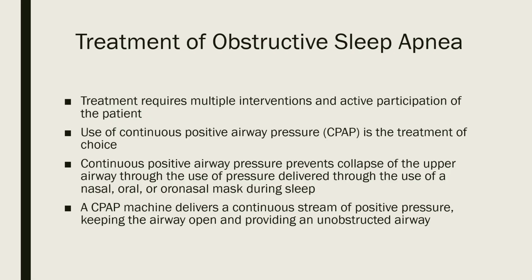Treatment will require multiple interventions and active participation of the patient. Use of continuous positive airway pressure is the treatment of choice. Continuous positive airway pressure will prevent collapse of the upper airway through the use of pressure delivered through the use of a nasal, oral, or oronasal mask during sleep. A CPAP machine will deliver a continuous stream of positive pressure, keeping the airway open and providing an unobstructed airway.